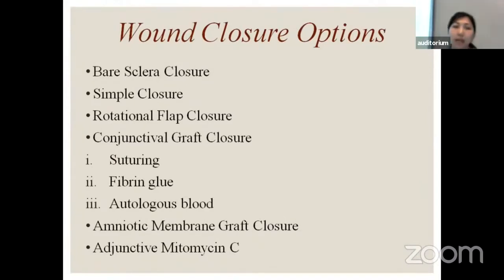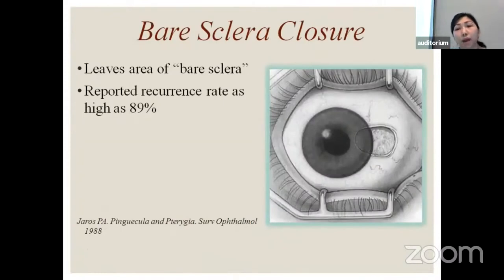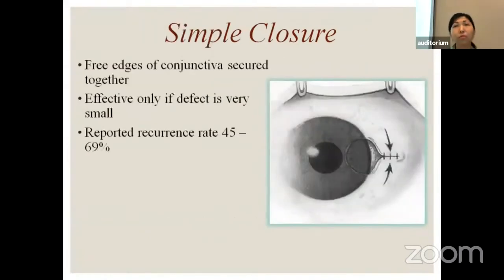So bear in mind that conjunctival autograft closure is the gold standard at this moment. Bare scleral closure is no longer a valid technique and is obsolete. But even so, I will go through the list of the different types of closures for your knowledge. So why are we leaving bare sclera behind? Why is it a thing of the past? Because it has been reported to have a high recurrence rate, almost 90%. It's so high that you can even tell the patient it is going to come back the moment you remove it. So why bother removing it and leaving bare sclera? So, no, you move on.